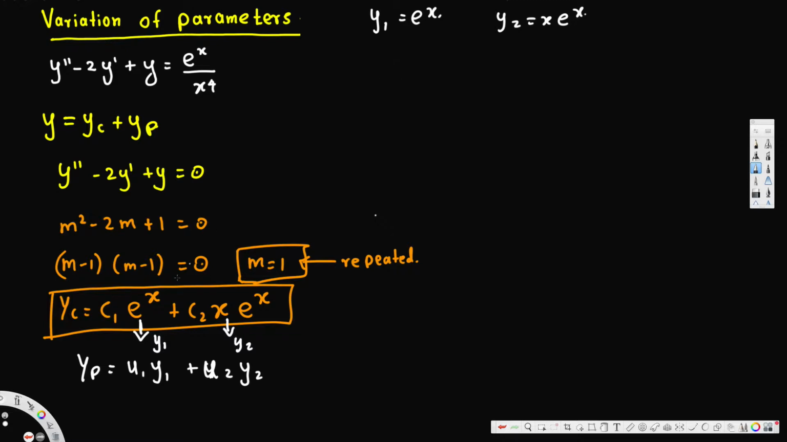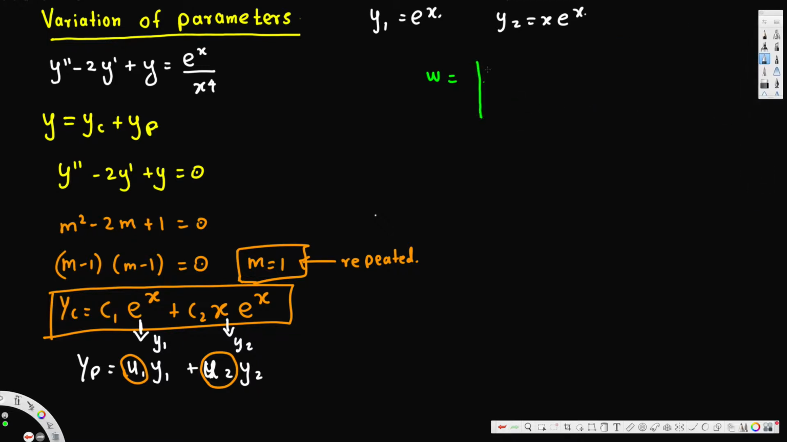Now we have to find out this u1 and u2, because to find out the particular solution we need y1, y2, which we already have, and we need u1 and u2. In order to find these, we have to use the Wronskian. In the Wronskian, what we do is we create a 2 by 2 matrix. In this 2 by 2 matrix, we put y1 and y2 on top. y1 is e power x, I put it right here. y2 is x e power x, I put it right here.